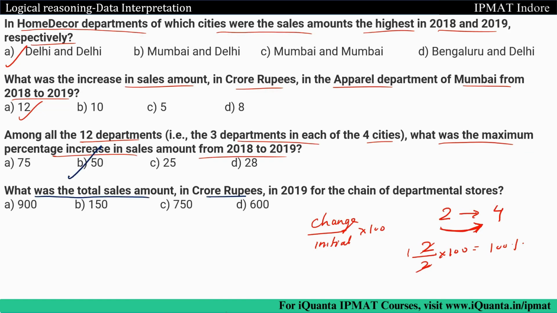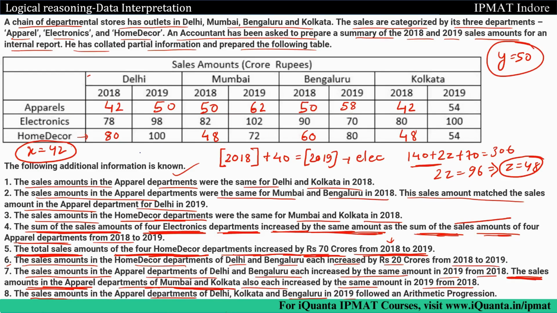Next is, what was the total sales amount in crore rupees in 2019 for the chain of departmental stores? Total amount in crore rupees in 2019. So we just have to add all the sales amounts in 2019. This is very easy. 50, 98, 100. This becomes how much? 248 if you add this. Okay, then 62, 102, 72. So this is 236. Then 58, 70. If you add this, this becomes 208. And at last we have this, which becomes 208.